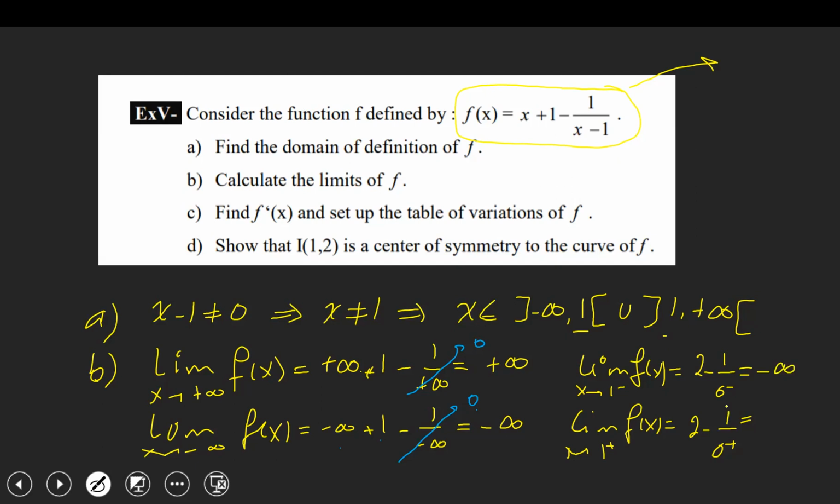And here number over 0 plus, it is plus infinity. Multiplied by minus, we get minus infinity. Sorry, here 1 over 0 minus is minus infinity. Multiplied by minus, we get plus infinity. These are the answers. Now, we want to find f prime of x and set up the table of variations of f. Let's go.